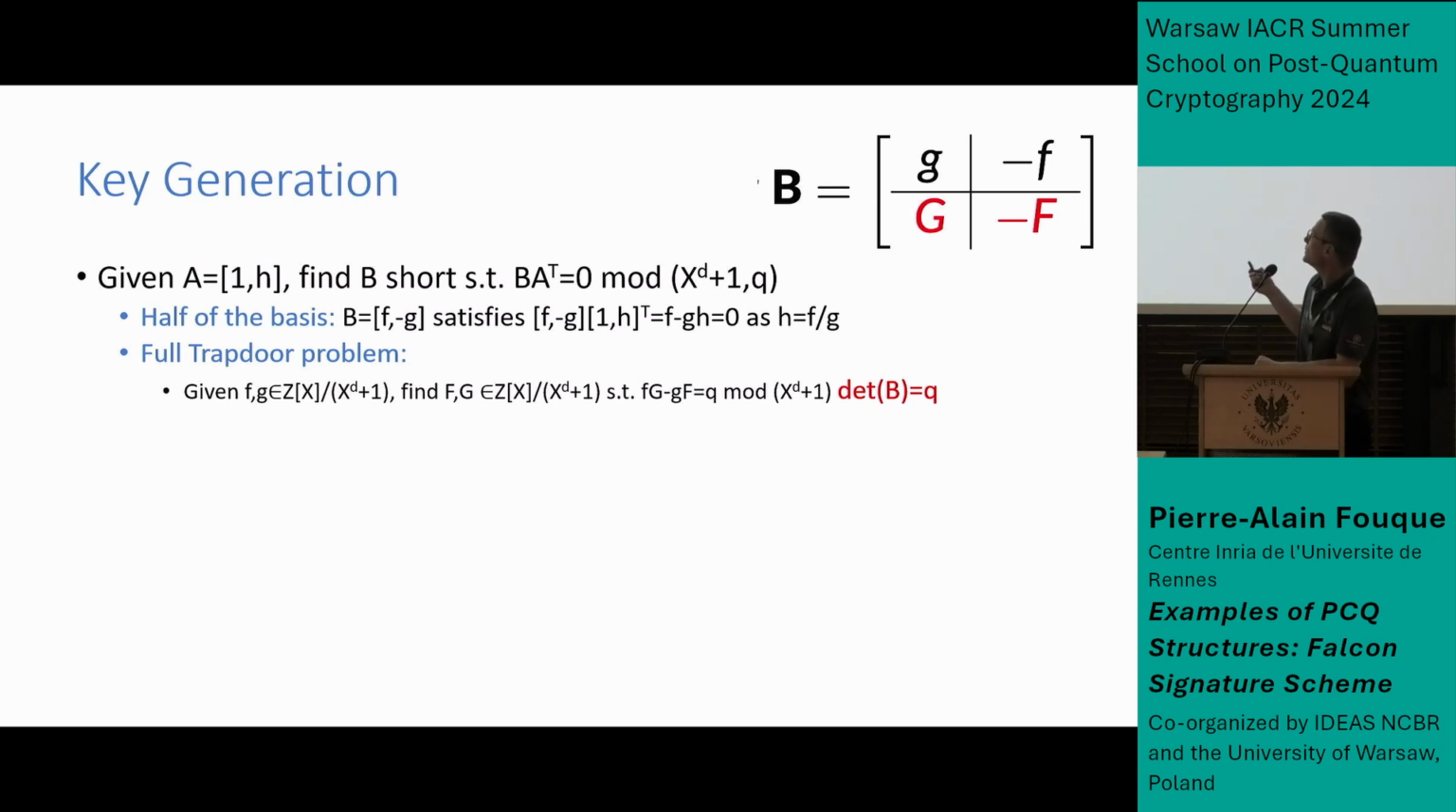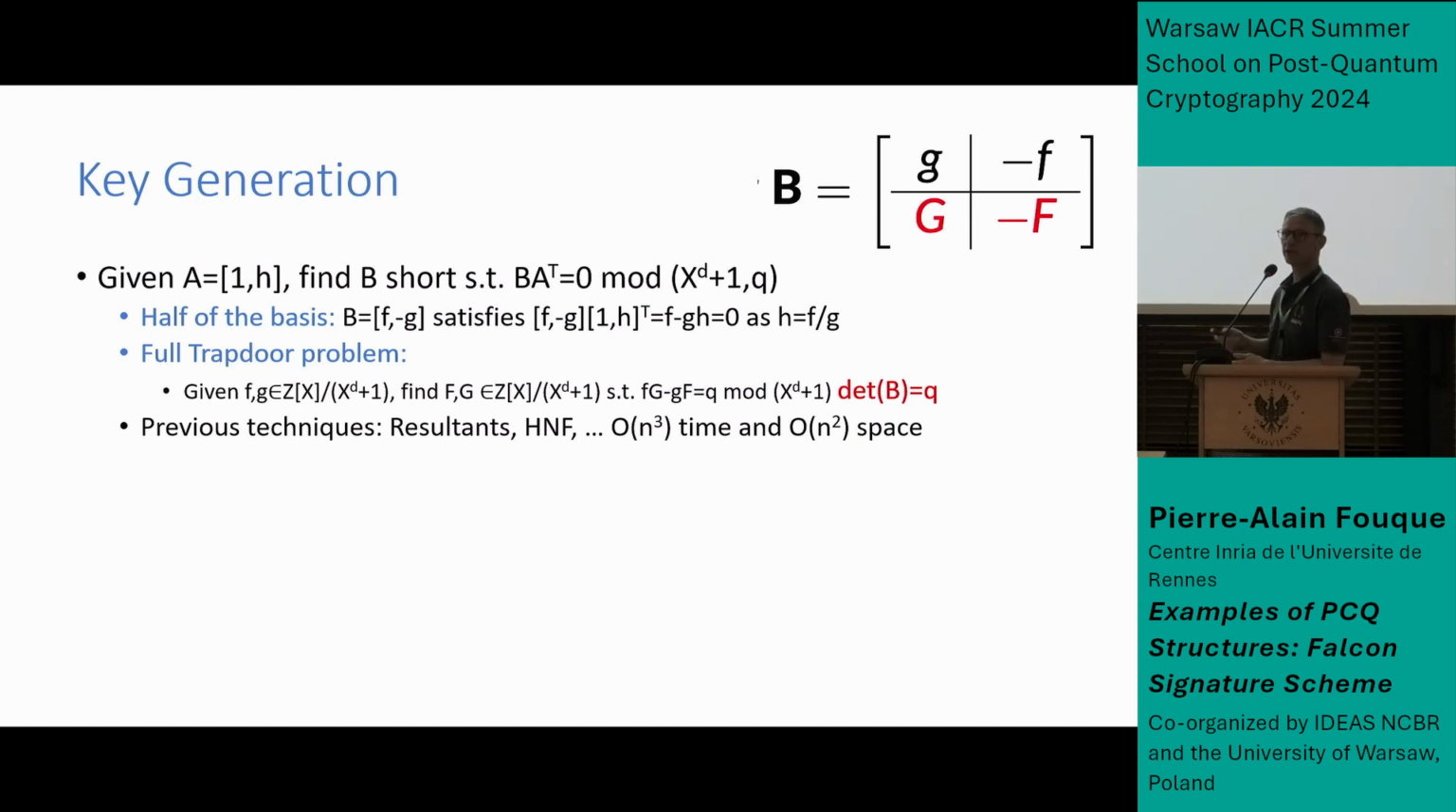Now we just want to find capital F and capital G so that this equation holds. The main difficult part is that F and G must be in this ring, and there is no mod Q here. This is what makes the problem difficult, because if we had some reduction mod Q somewhere, the values would be short during the algorithm, and it would be easier at some point.